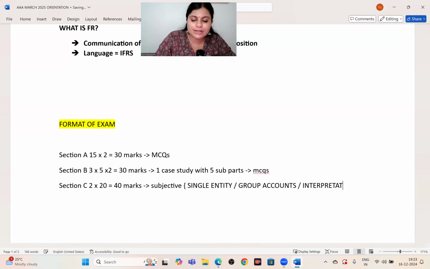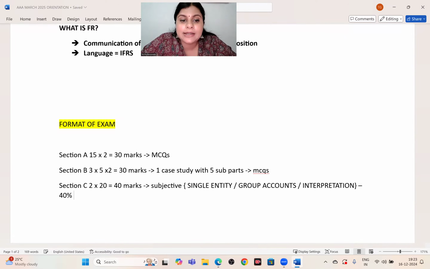So interpretation is always there in the paper. So interpretation is something which will remain constant. Rest, single entity or group accounts, I can get either single entity or group accounts. So the point is that 40% of my mark allocation is for section C, subjective type questions. And the first section A and section B are giving me 60% of my marks in the form of MCQs.